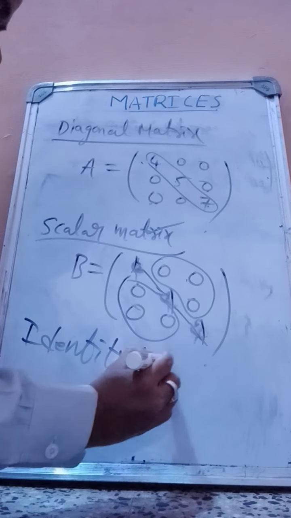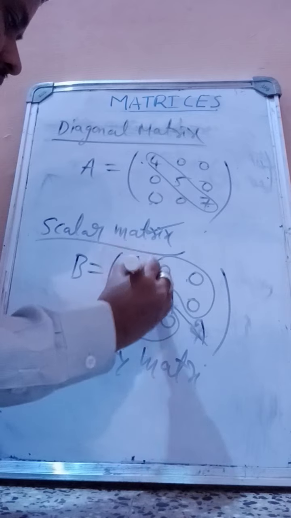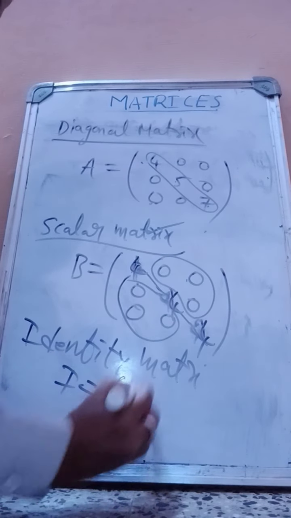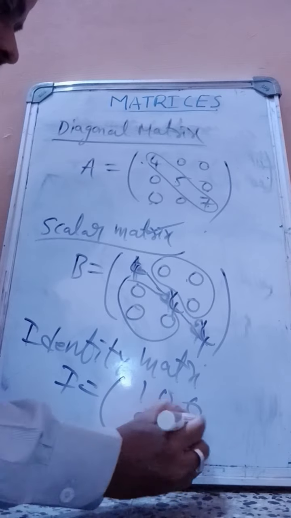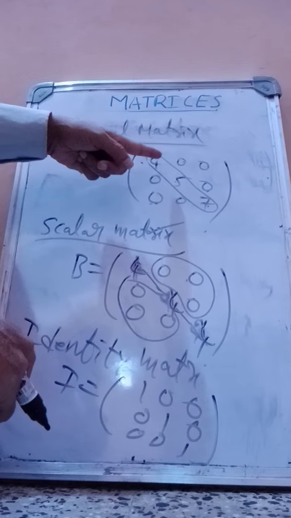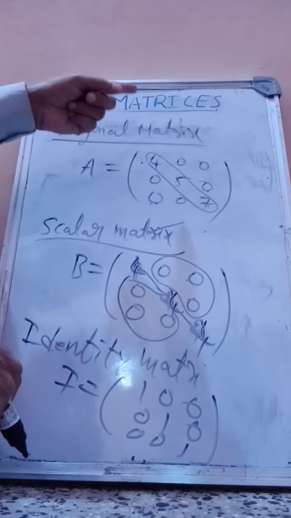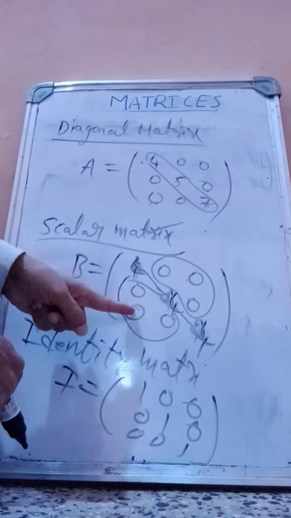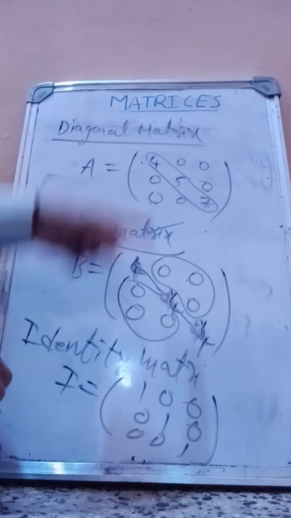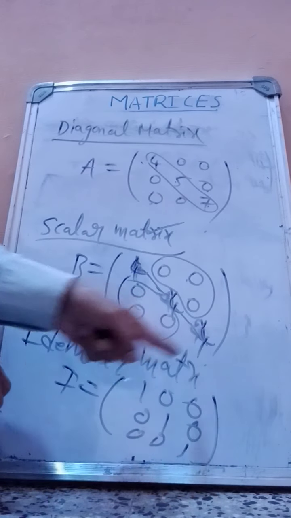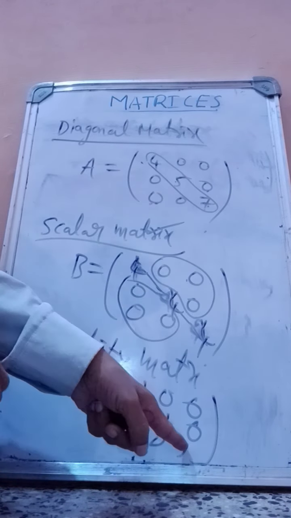Identity matrix: just take this 4 only. So 1 0 0, 0 1 0, 0 0 1. See here the similarities among these three: non-diagonal elements are 0 in all. Diagonal elements are different in the first, same in the second, and same and equal to 1 in the third.